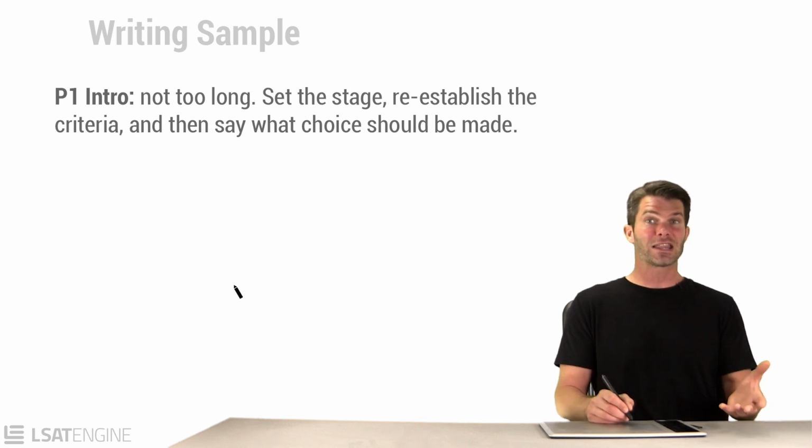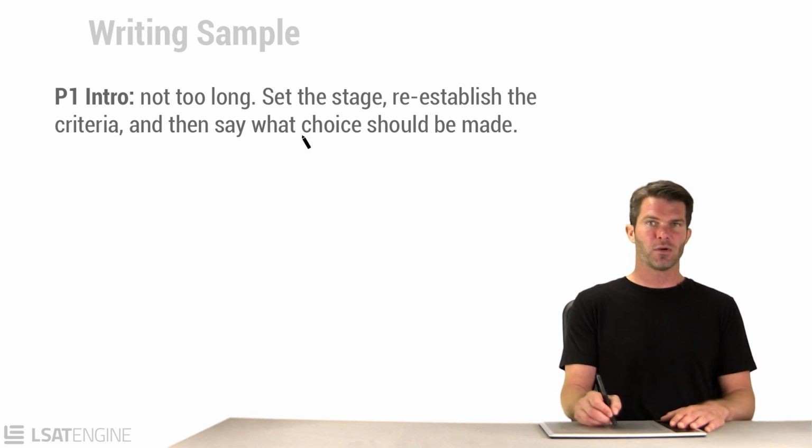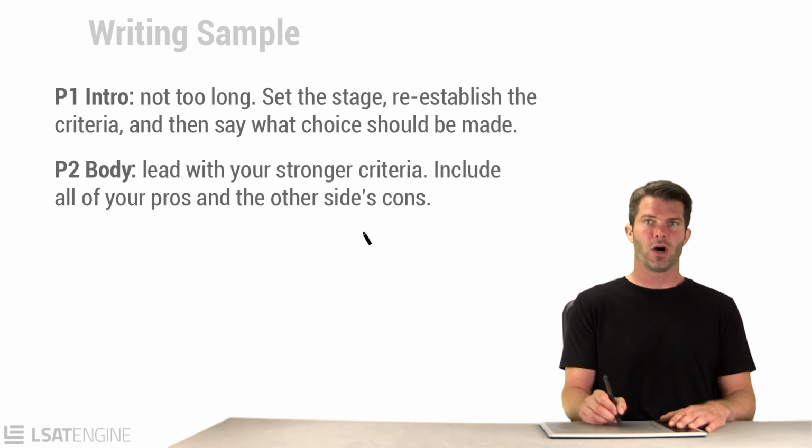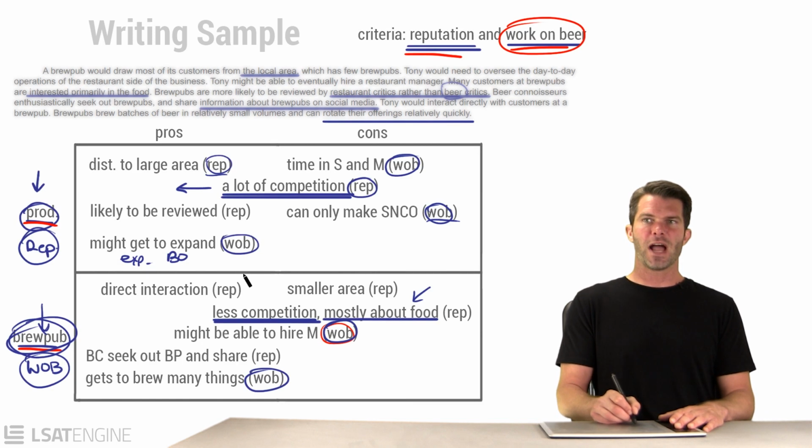Don't say, I think Tony should do this. Say, Tony should do this. Make it a forceful claim. That is your thesis. So you're going to say what choice should be made. Then the first paragraph is going to be whatever criteria you think you win on or what that choice wins on. You want to lead with your best foot forward. So if we're advocating for the brew pub, I think that wins in terms of working on beer. It's clear that that's the case.